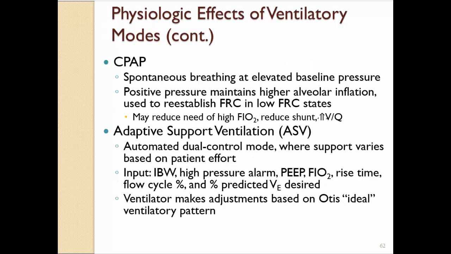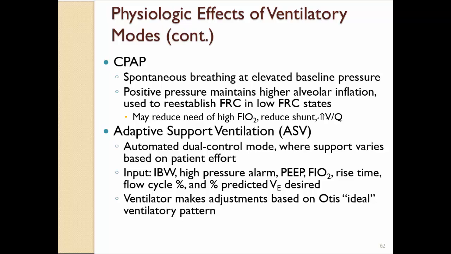Continuous positive airway pressure, or CPAP. This is spontaneous breathing at elevated baseline pressure. Positive pressure maintains higher alveolar inflation, used to reestablish the FRC in low FRC states. This may reduce the need for high FiO2s, reduce shunt, and improve VQ mismatch.